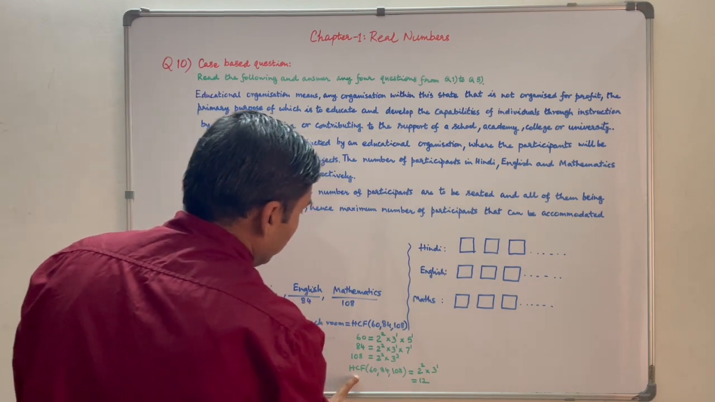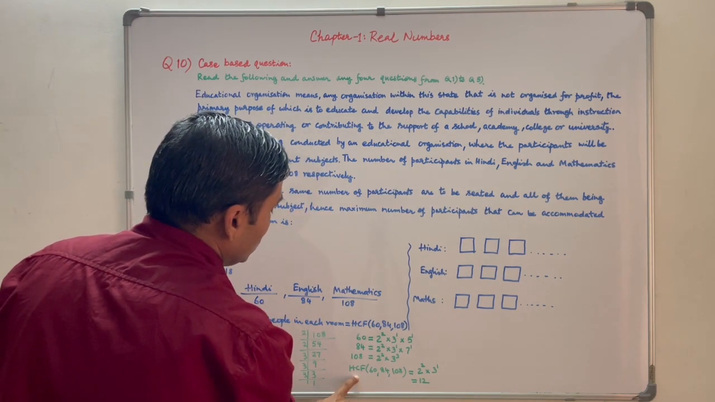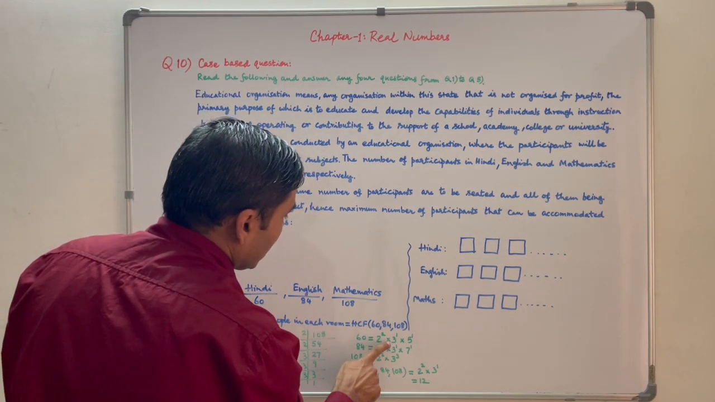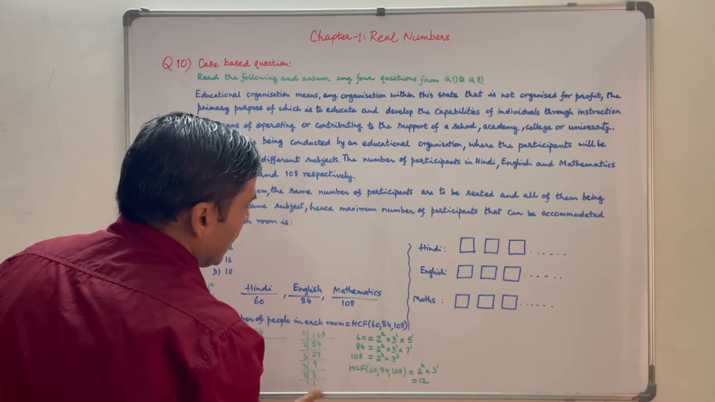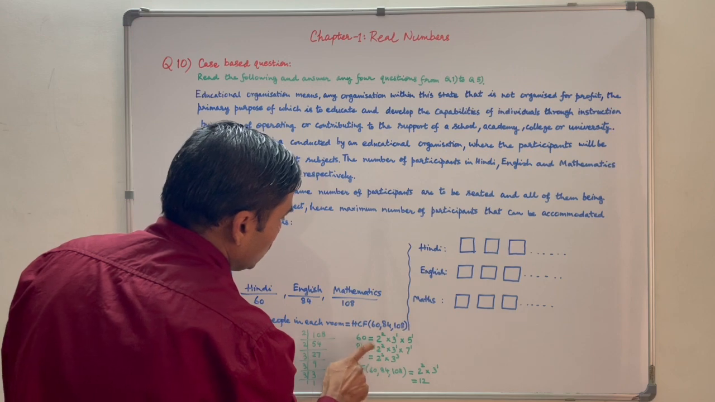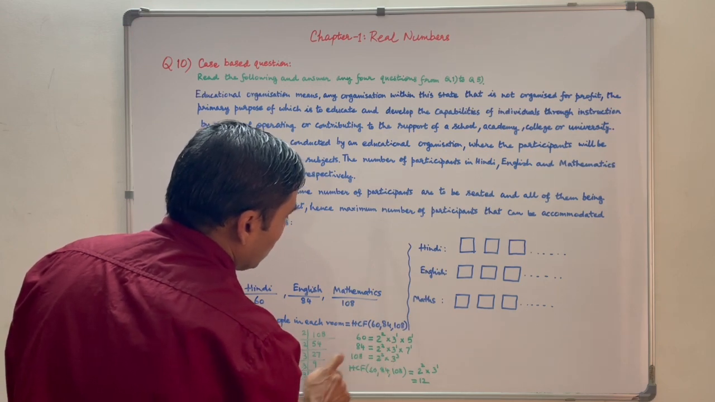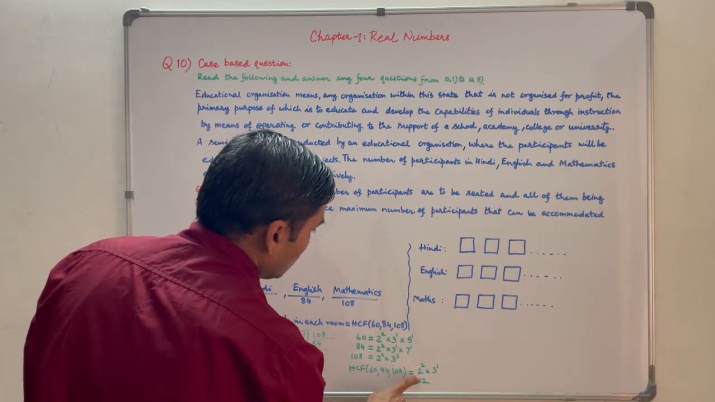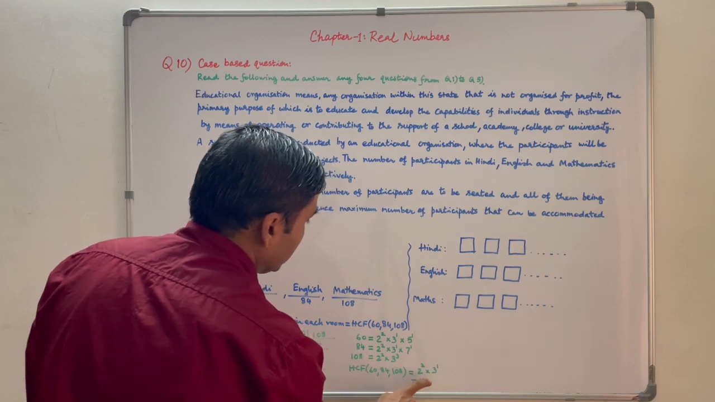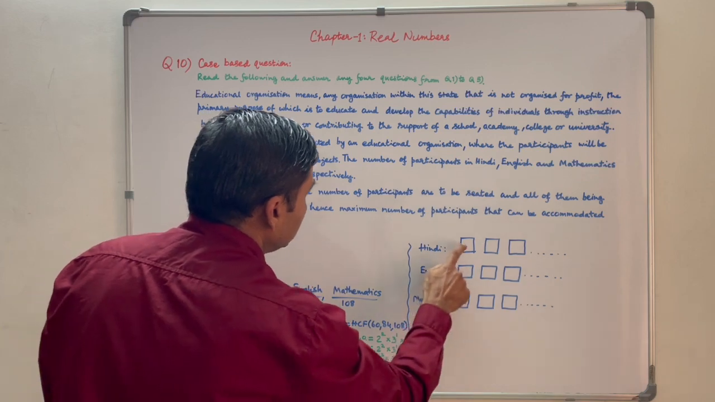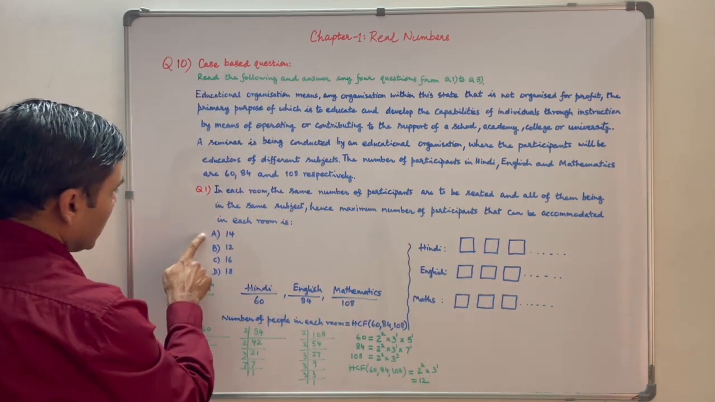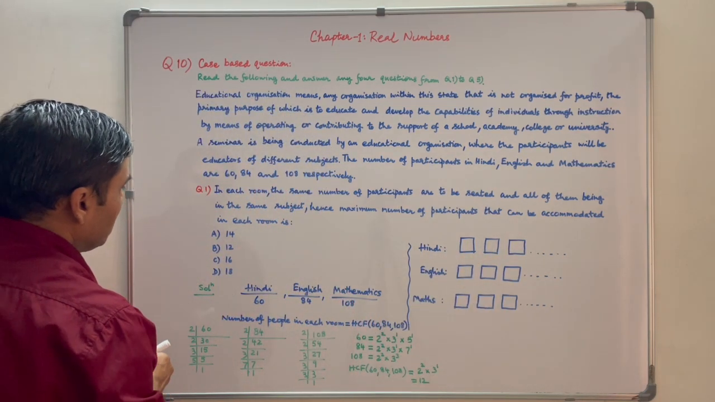So HCF can be figured out. We need to see that what prime factors are common in these three numbers. They are 2 and 3. And minimum power of 2 is 2 and minimum power of 3 is 1. So HCF will be 2 to power 2 into 3 to power 1, that is 12. So there are 12 people that are sitting in each room. So the correct option will be option B.